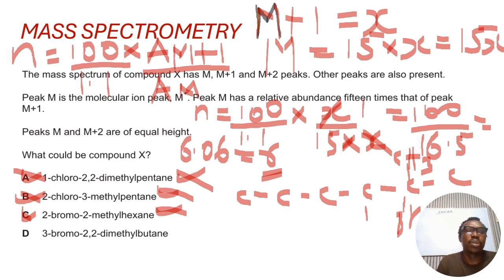So 3-bromo-2,2-dimethylbutane. Let's count: 1, 2, 3, 4, which is butane. 3-bromo, 1, 2, 3. So bromine will be here.